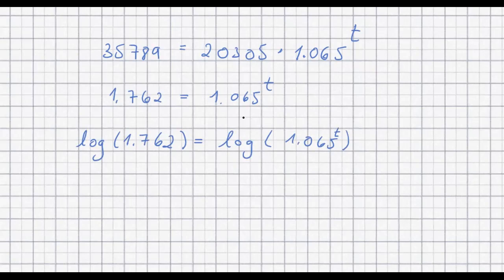Now, do this on your calculator. Do log 1.762. You will get a number. Log times or just log? No, just log and then 1.762. One second.